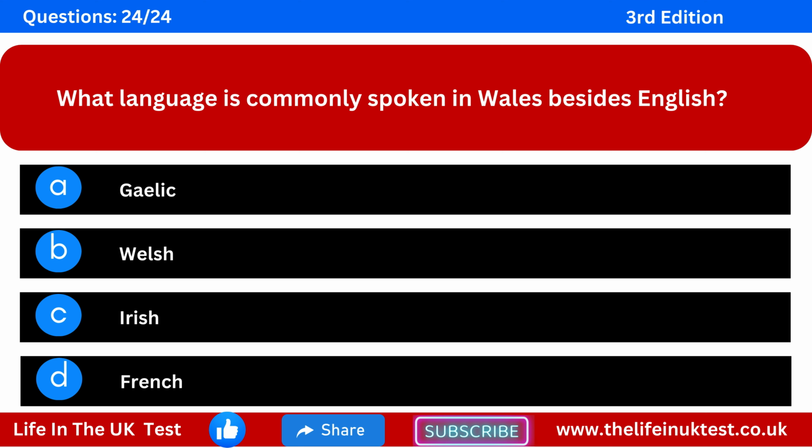What language is commonly spoken in Wales besides English? Option A, Gaelic. Option B, Welsh. Option C, Irish. Option D, French.